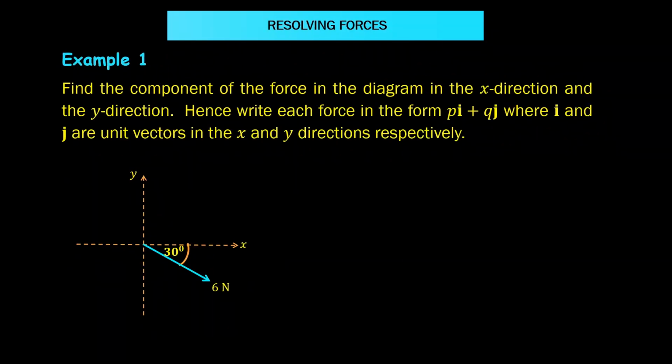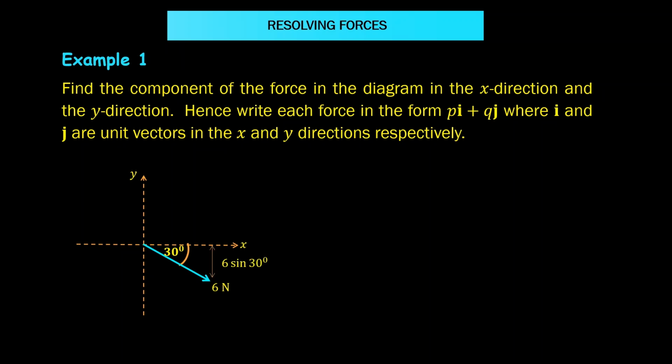Now let's take a look at another example. Find the component of the force in the diagram in the x direction and the y direction. Hence write each force in the form Pi plus Qj, where i and j are unit vectors in the x and y directions respectively. Pause the video and have a go. Press play when you're ready to view the solutions.